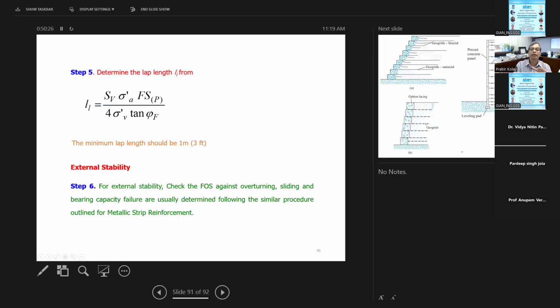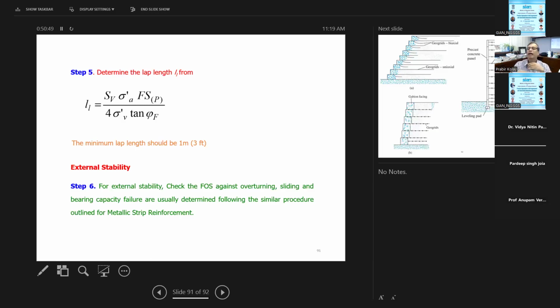You need to know SV, the particle spacing, the factor of safety for pullout, and the angle of interface friction between the geotextiles and the soil backfill material. And it should be a minimum of 1 meter, or 3 feet. Okay. And then if you know that, the same way you can calculate the external stability.